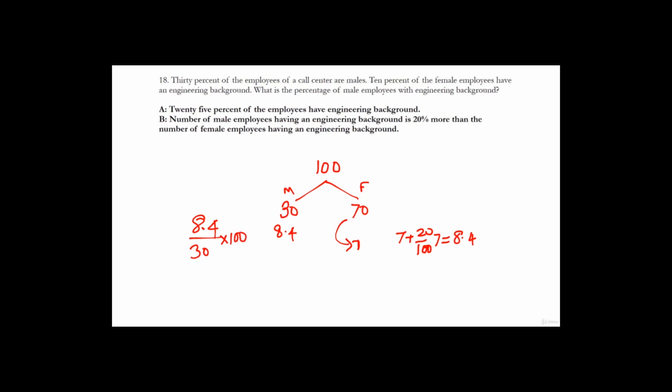Number of male employees having an engineering background is 20% more than the number of female employees having an engineering background. Now again the same thing. There are 100 employees, 30 of them are male and 70 of them are female, and there is 10% of female who are engineers, which is 7. Now the number of male employees having an engineering background is 20% more than the number of female employees having an engineering background. So 7 plus 20% of 7 gives 8.4. Out of 100, 8.4 employees are male who are also engineers. So here also we can find out the percentage of 8.4 in 30. So this will provide 28%.